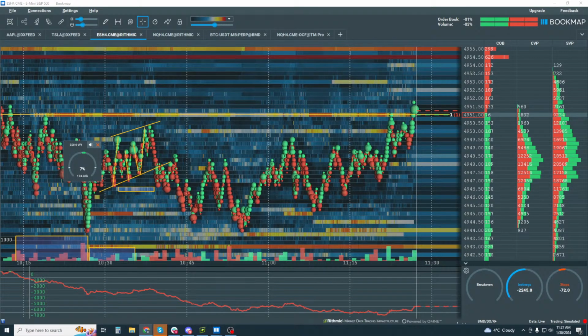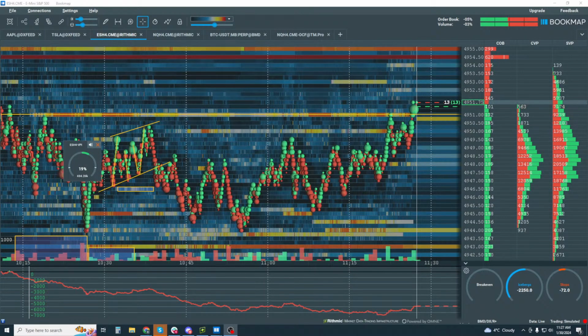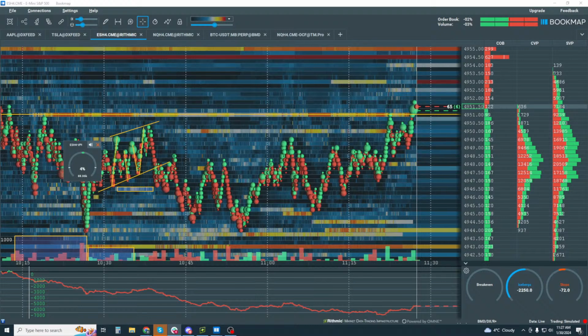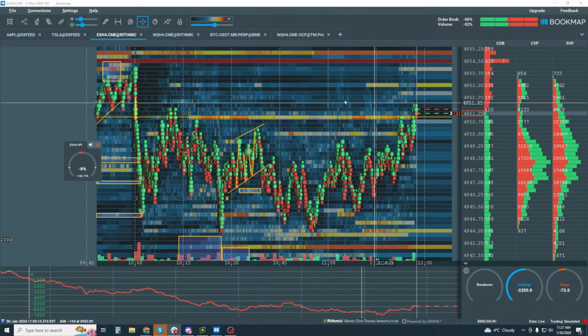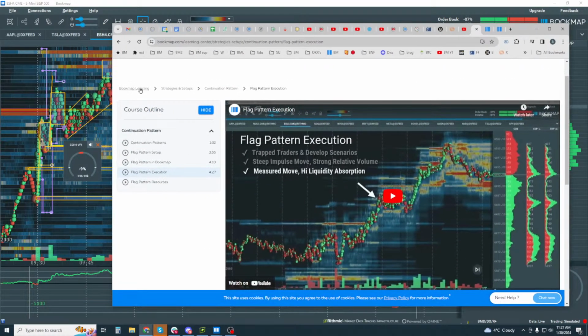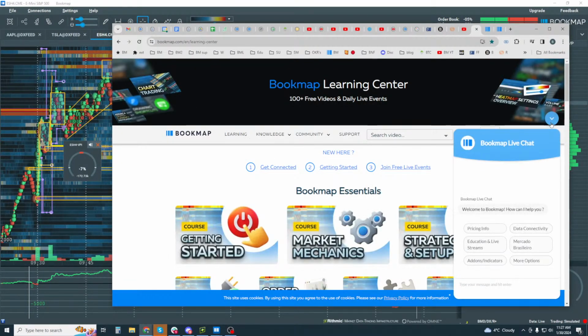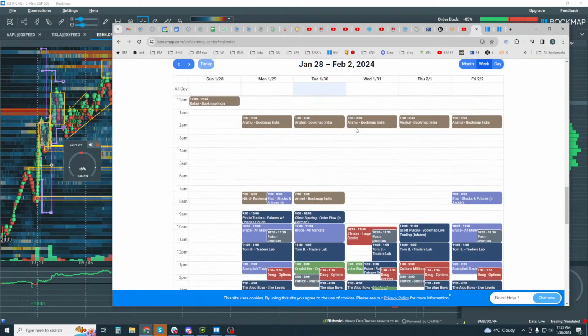Tom B is next. You might want to jump over and go through that with volume profile trading with Tom B. We've got a full schedule, guys. Again, you can see that full schedule here on the marketplace Learning Center. If you just scroll down a bit or go to join free events, you see our calendar.